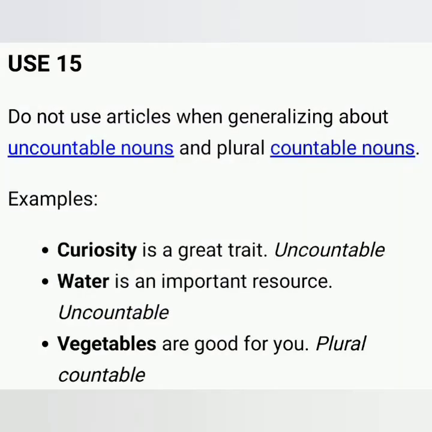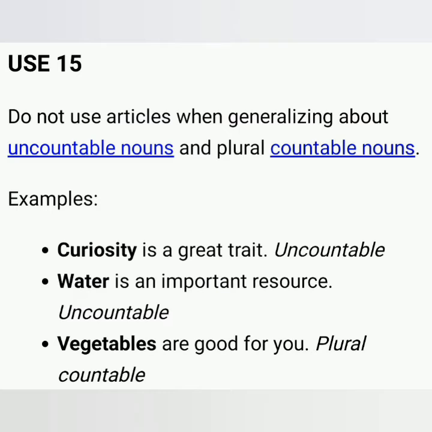We can move to the next rule. Do not use articles when generalizing about uncountable nouns and plural countable nouns. Example: Curiosity is a great trait. Here, curiosity is uncountable, so there is no article. Water is an important resource. Here, water is uncountable, so we cannot use any article.